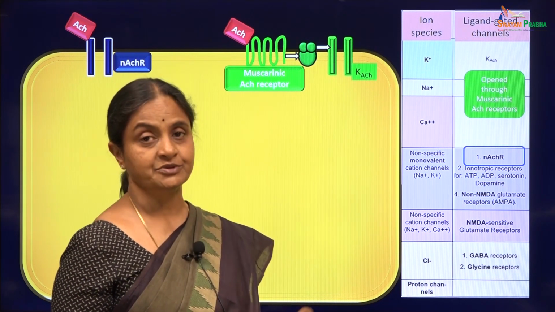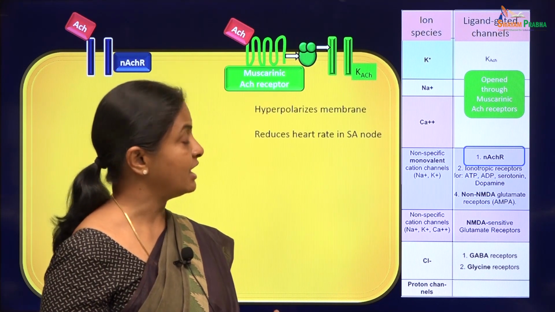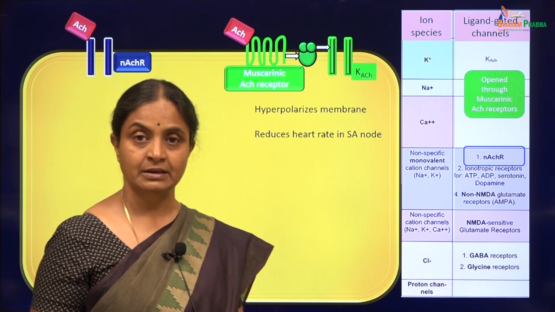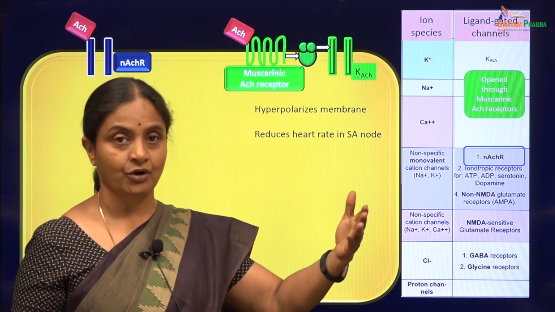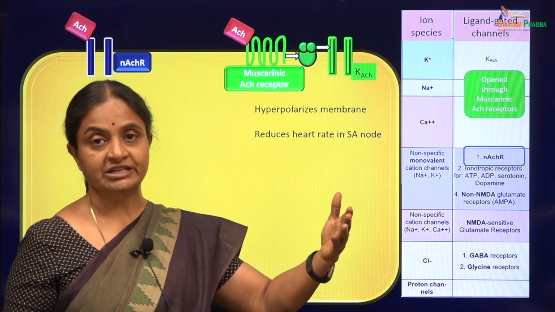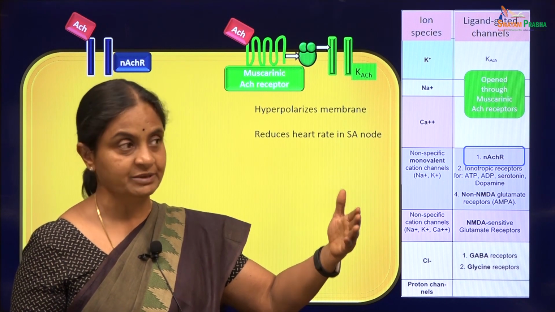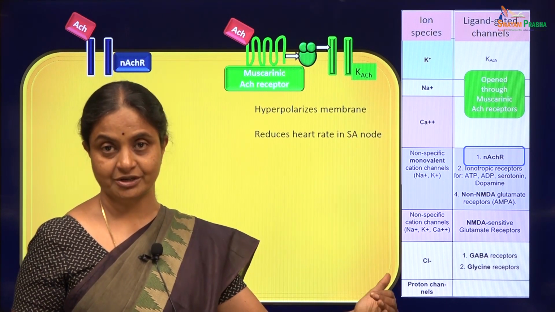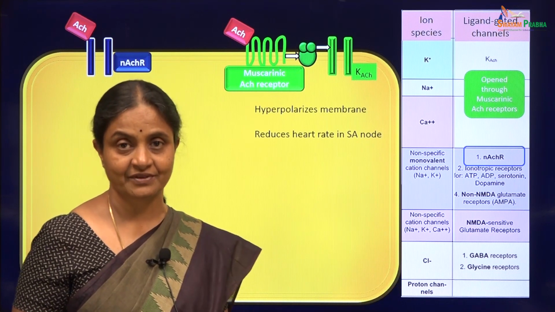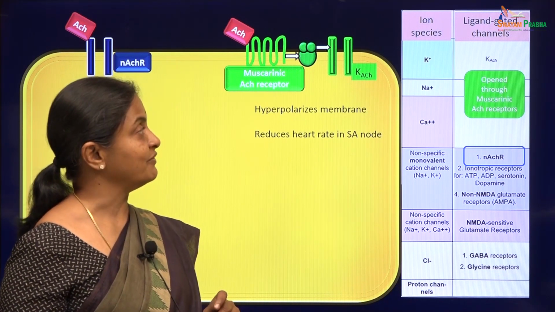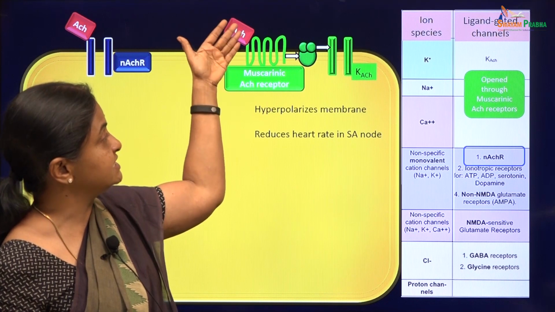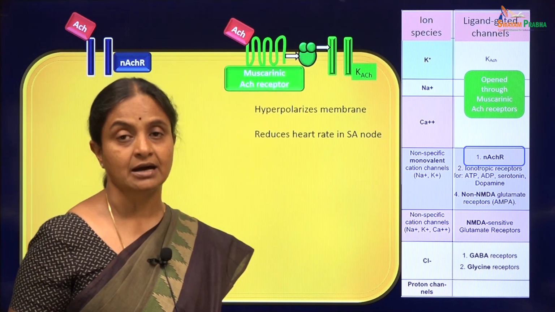This being a potassium channel, opening of that channel will hyperpolarize the membrane. Therefore, it is more difficult for the sinoatrial nodal cell to depolarize and develop an action potential, because the membrane potential is very negative. That is one of the ways in which the vagus nerve, by releasing acetylcholine, reduces the heart rate.